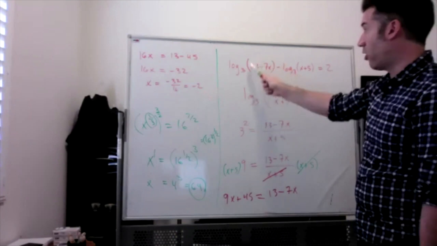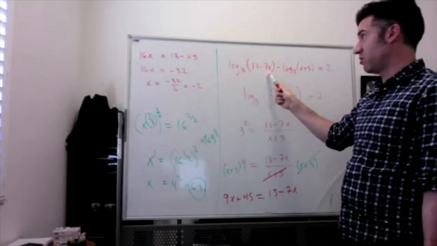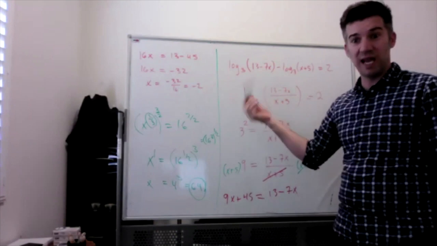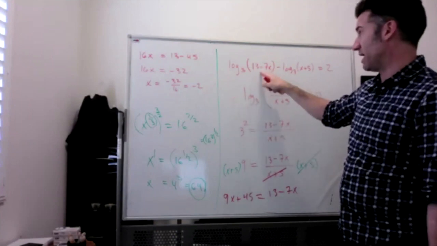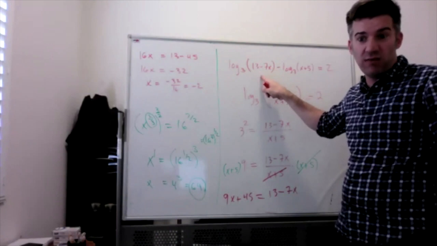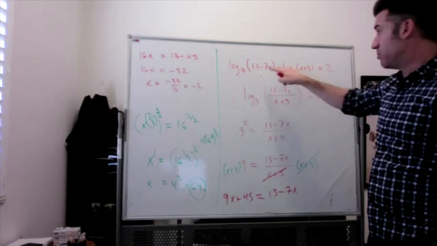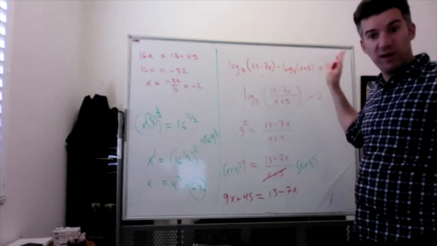It's if the argument is negative. So 13 minus 7 times negative 2, 7 times negative 2 is negative 14. 13 minus negative 14 is 13 plus 14, which is positive. It's positive 27. And then here, negative 2 plus 5 is 3. Since both of those arguments are positive, we're in the clear. Negative 2 is a perfectly good answer.